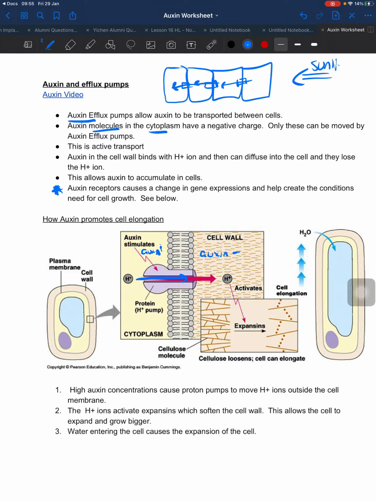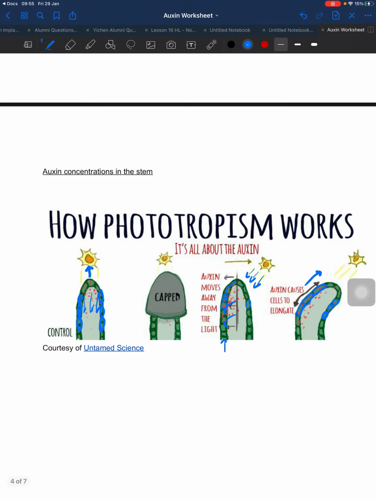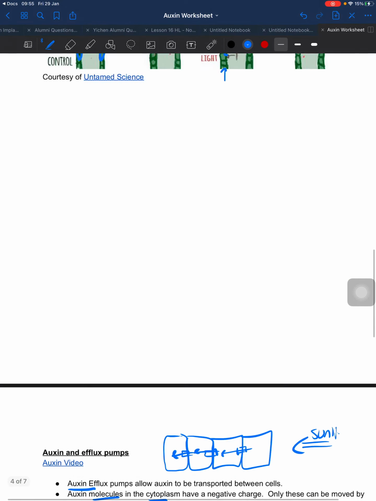happens, is it causes a change in gene expression. So it causes growth, proteins involved in growth and mitosis and expansions down here. It causes a whole bunch of different genes to start to be activated and produce proteins. And that's what ends up causing the elongation here, is through that.